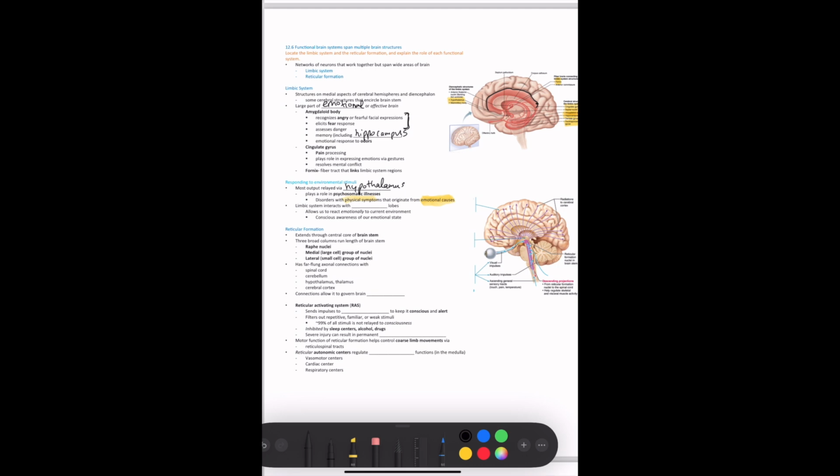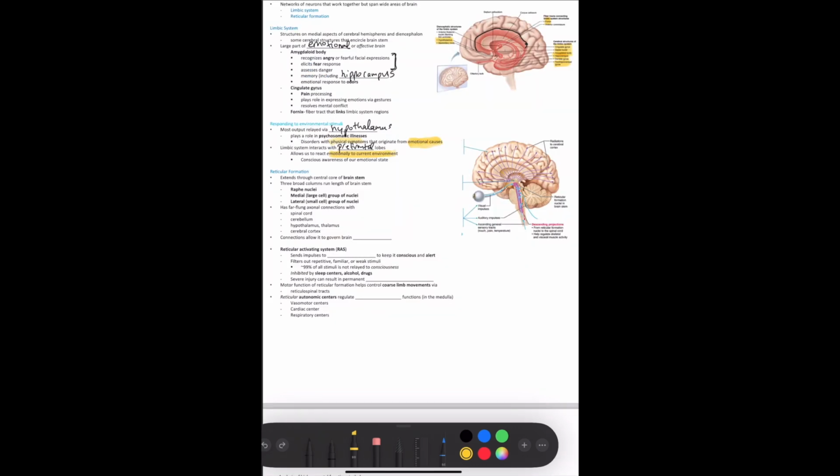The limbic system also interacts with the prefrontal lobes. We talked about how the prefrontal cortex is responsible for thinking or cognitive roles here. The limbic system interacting with the prefrontal lobes or the prefrontal cortex allows us to react emotionally to the current environment. The reticular formation extends through the central core of the brainstem. To identify the reticular formation, it's seen right in here, right within the brainstem.